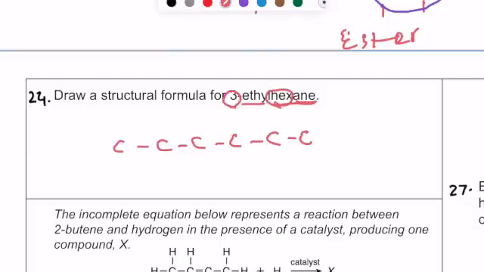So 1, 2, 3, at carbon number 3 we can make a branch, and this branch has 2 carbons because the prefix of the branch is eth. And then just go ahead and put in your hydrogens. Remember, each carbon should make 4 bonds. So based on that, just decide how many hydrogens each carbon needs.